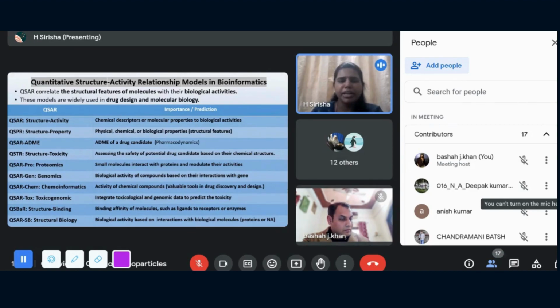Then cheminformatics, it is interrelated with the structural activity and the structure property. This is used to study the activity of chemical compounds, and this is one of the valuable tools which is being used to discover for new drug identification and drug design. Then toxicogenomics. This is to integrate the toxicologic and the genomic data to predict the toxicity.